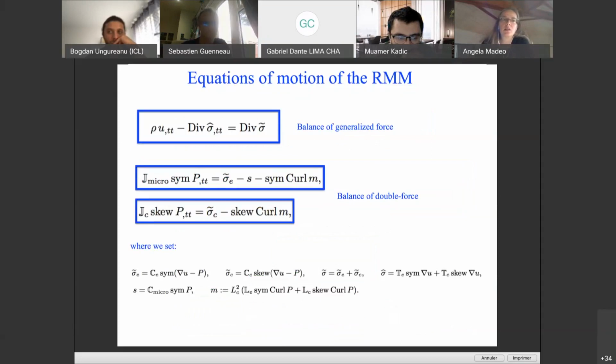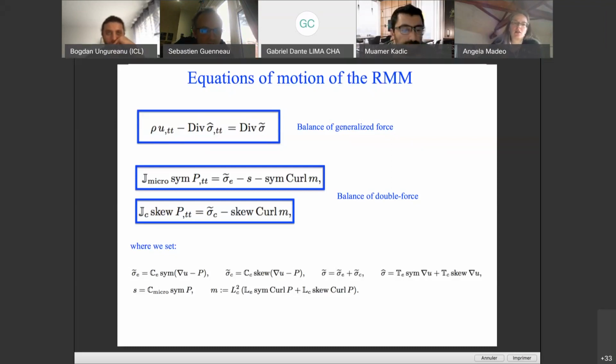So what we get is an equation which is the balance of generalized force, which is dual to the displacement, okay? And this generalizes Cauchy elasticity in the sense that you see here, you have this divergence of sigma tilde, where sigma tilde now does not contain only the sym grad u, but also contains the sym and skew part of P and the skew part of the gradient of u. So it's a generalized stress.